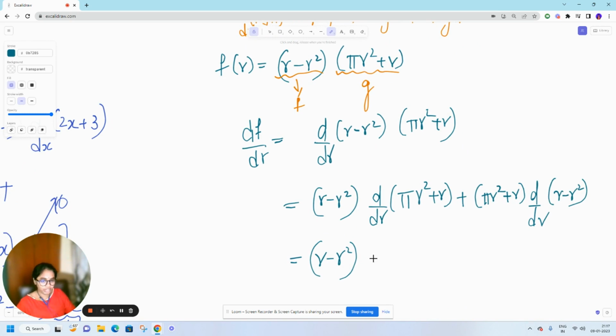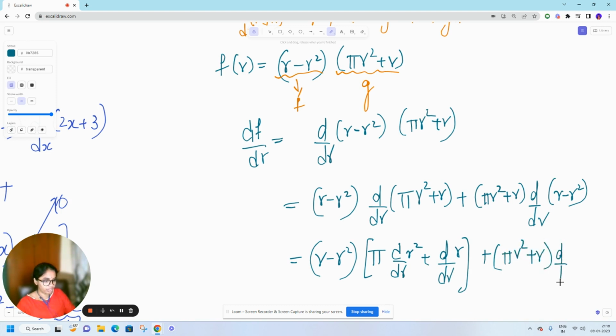How do you find the derivative? Pi is a constant. I'll write it out. First of all, I can give this d by dr to each term. Agree? That is our sum rule. Yes. So pi is a constant. What is d by dr of r square? Yes. d by dr of r square plus d by dr of r plus pi r square plus r.